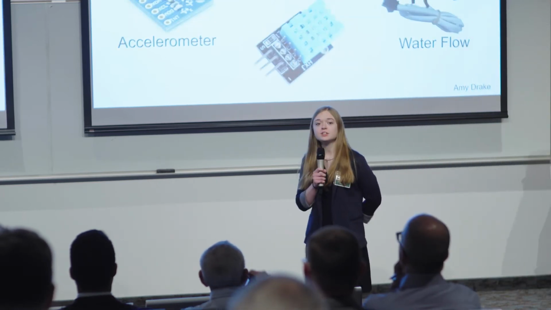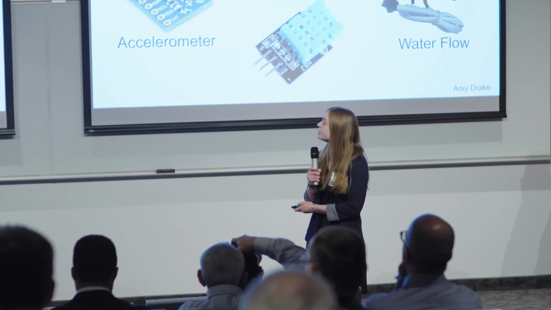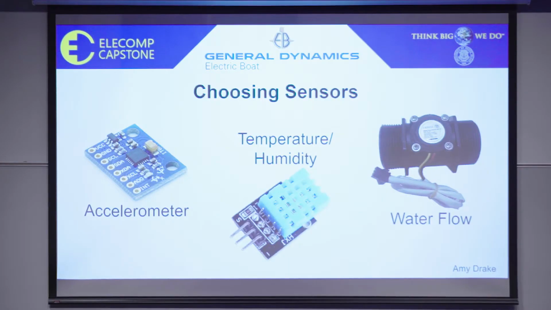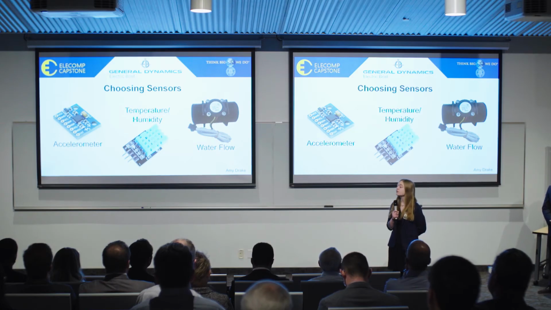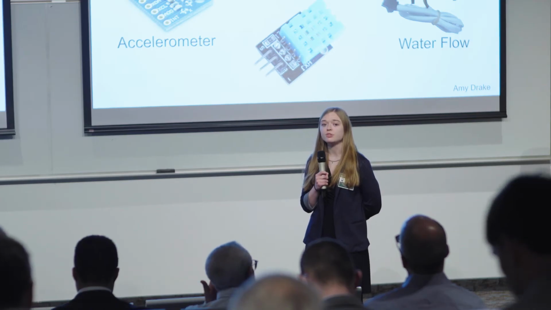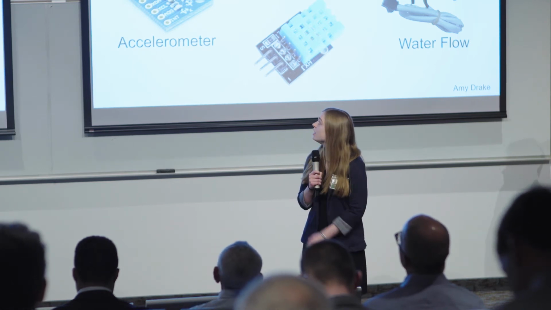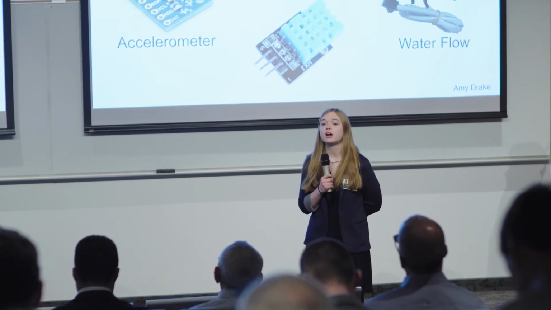So we chose our sensors based on a series of stress tests that we are going to run. The first one we chose is the accelerometer. The test that we are relating this to is shock and vibration tests. The temperature and humidity sensor, we chose based off of the test where we're going to essentially burn out the motor. And then we chose the water flow sensor based on doing a dry run of the pump.